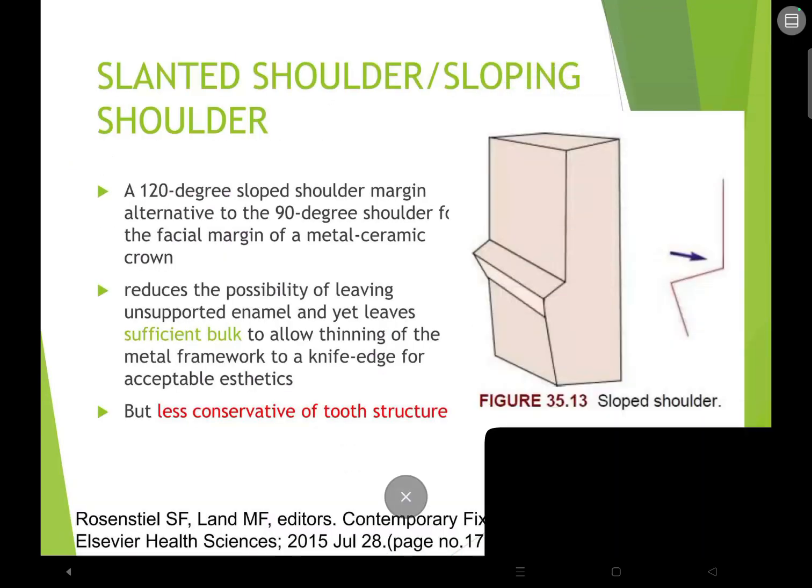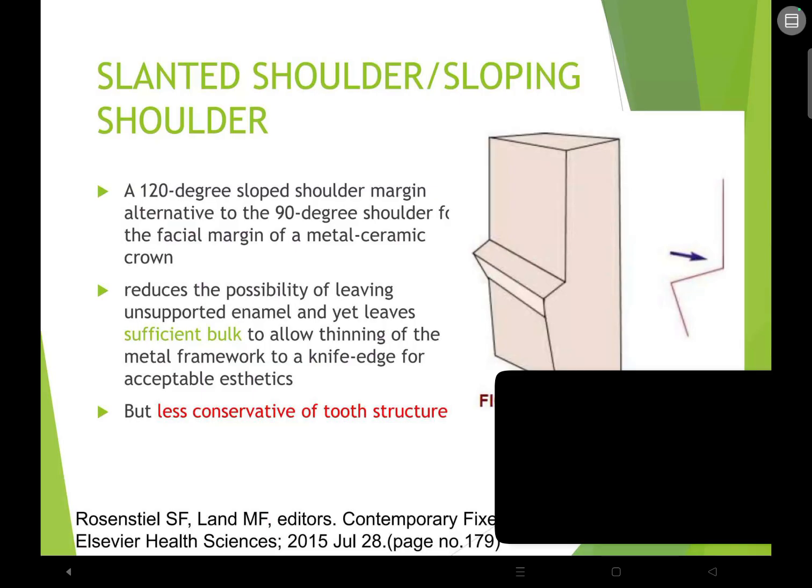Now we come to the slanted or sloping shoulder. Again, there is a classic shoulder, a 90-degree angle. Then there is the curved one, the last one which we saw. Now this is sloping. So you can see this is a sloping shoulder. The 120-degree sloped shoulder margin is an alternative to the 90-degree shoulder.